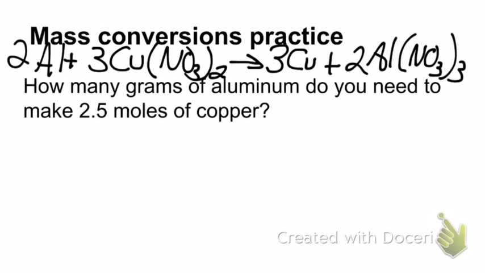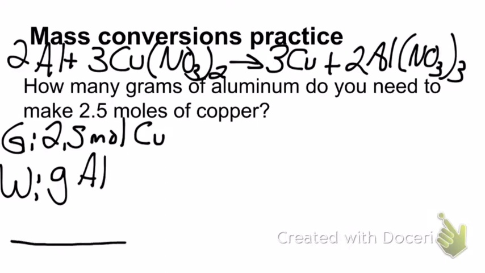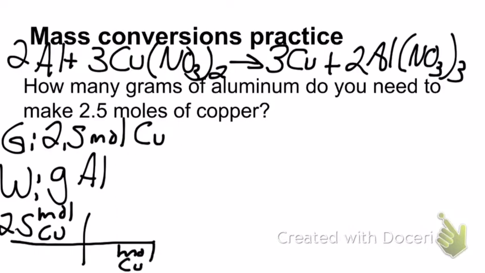Alright. Given is 2.5 moles of copper, and we want grams of aluminum. So we've got 2.5 moles of copper, which we also want down here on the bottom. And we're in moles, which means we don't have to deal with our molar mass right now. It's just like the first problems we started out with. So then we can do moles of aluminum.